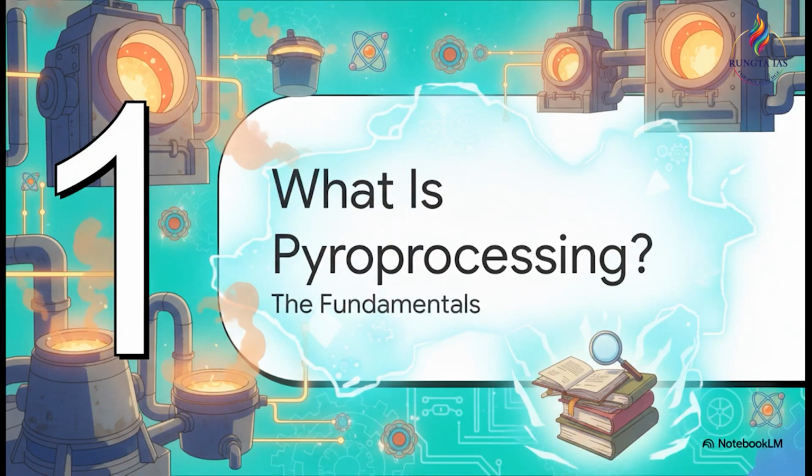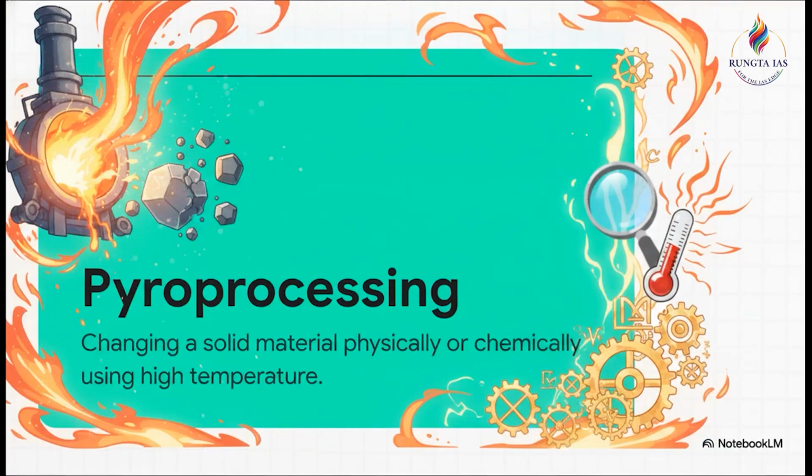What exactly is pyroprocessing? So here is your core definition to note down for your foundation. Pyroprocessing is basically a way to change a solid material, either physically or chemically, using very high temperatures. Notice that emphasis on physically or chemically. It's quite literally the industrial alchemy of heat.